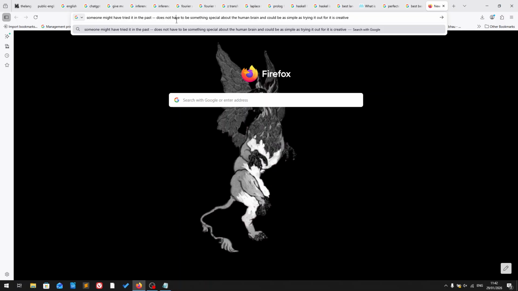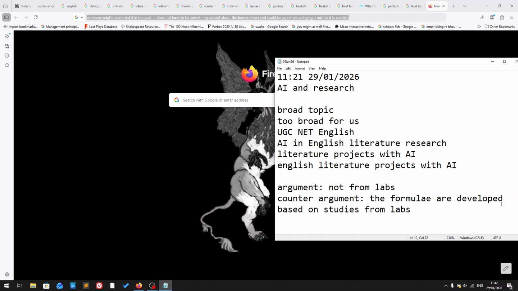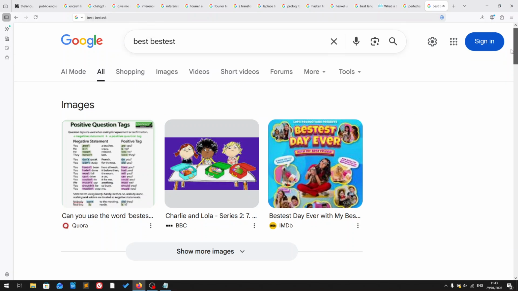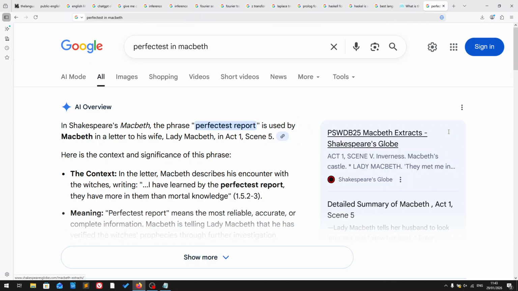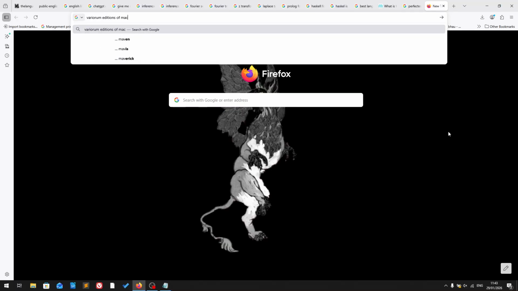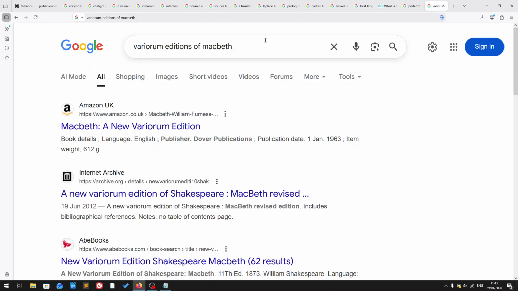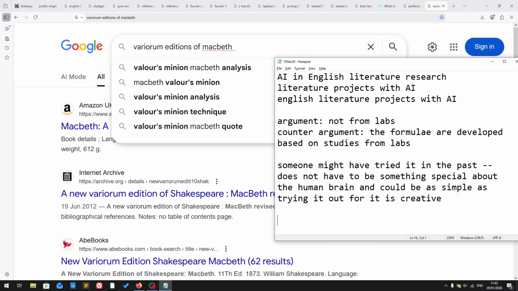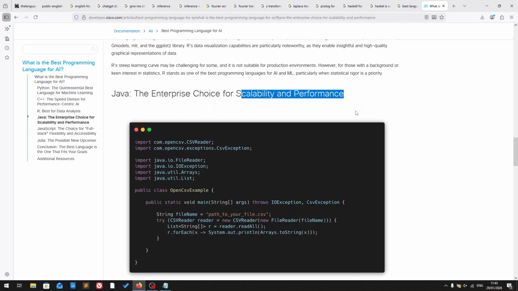So coming back to, as far as language is concerned, not everything has to be reported. So perfect test will be available to you in any original text from Macbeth, if the editions don't vary. So again, you may know about variorum editions of Macbeth, right? And you would want to see those changes here. Perfect test, and then yeah.